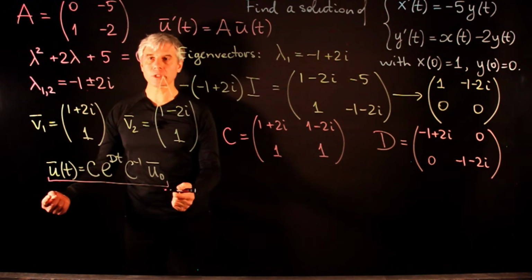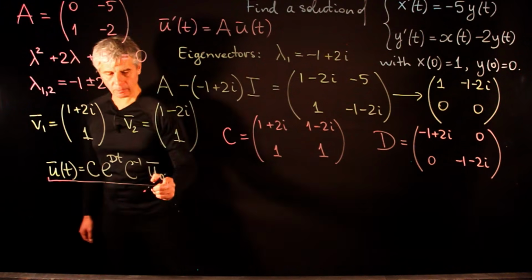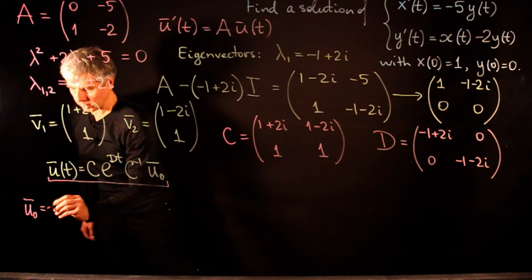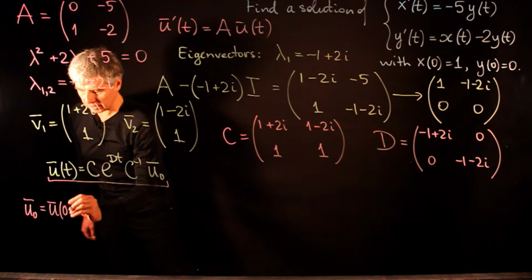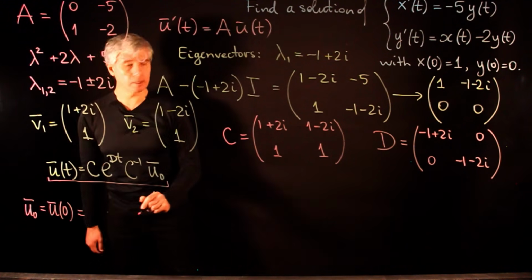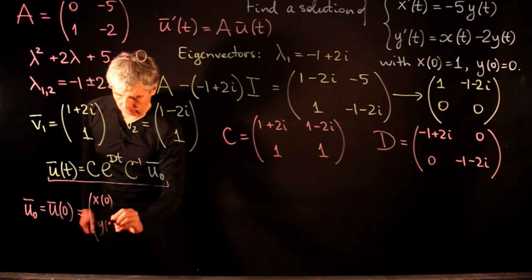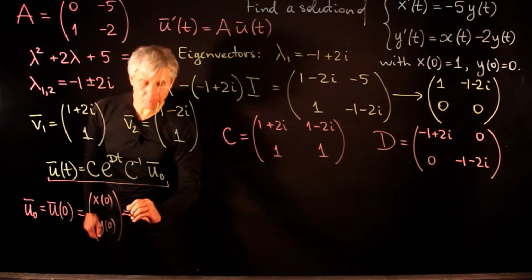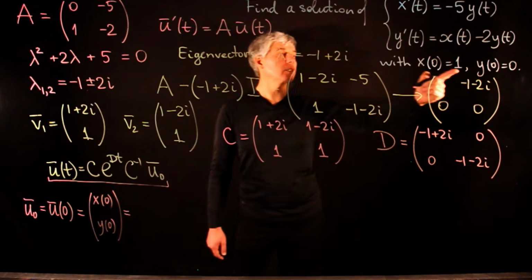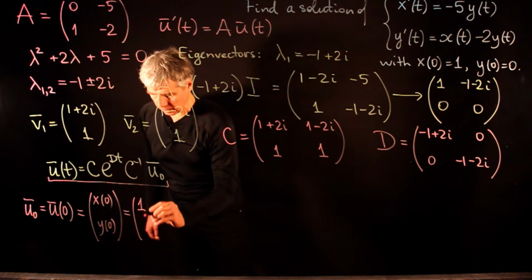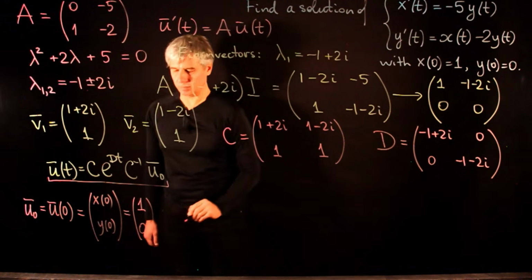And then the solution is given by this formula. Well, what is the vector u0 here? So the vector u0 is u evaluated at 0. And so this is the vector x of 0 and y of 0. And in this problem, we are given the initial data. So we are specified that x of 0 is equal to 1 and y of 0 is equal to 0.